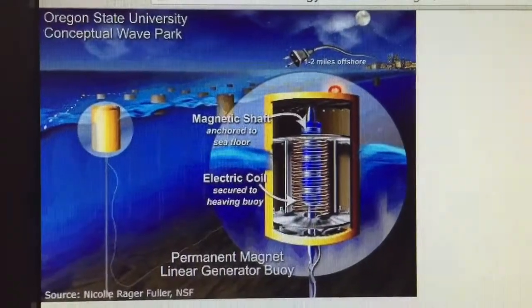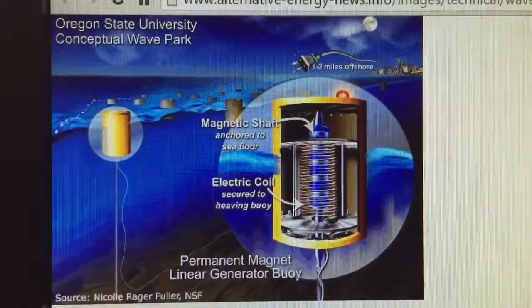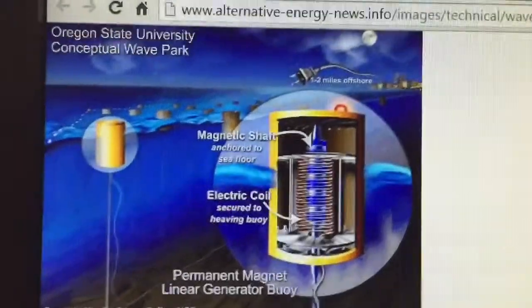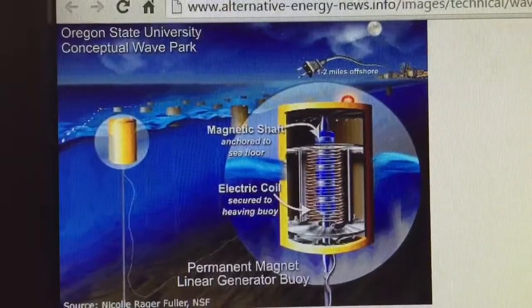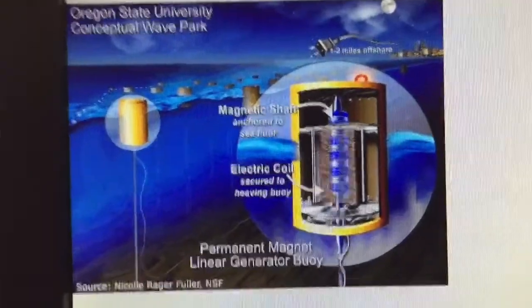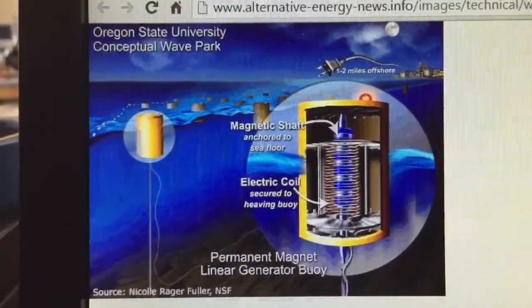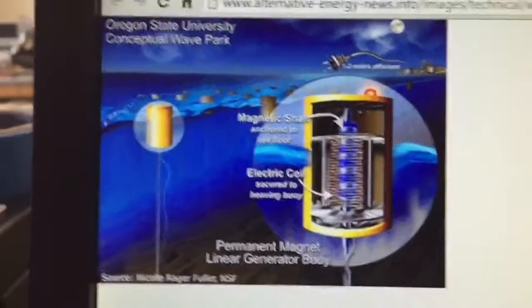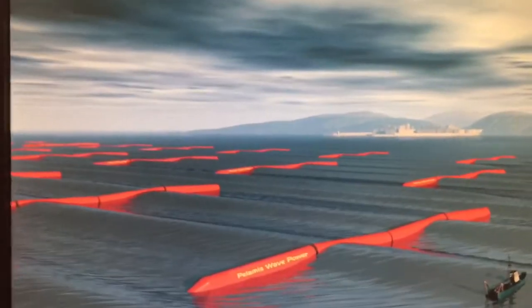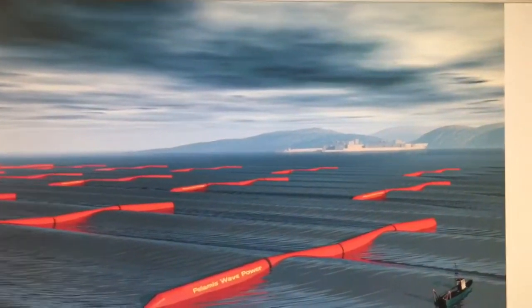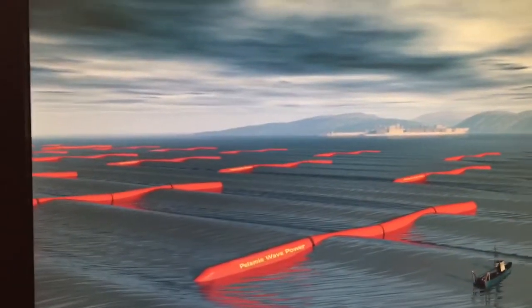So this theory of using ocean waves to generate energy is certainly not new. There's been a lot of conceptual ideas, like for example, these are just magnetic coils secured to buoys, and as the wave goes through, the shaft goes through the coil, generating electricity. And this other picture I have here is a bunch of pretty similar, but longer, wave generating machines.